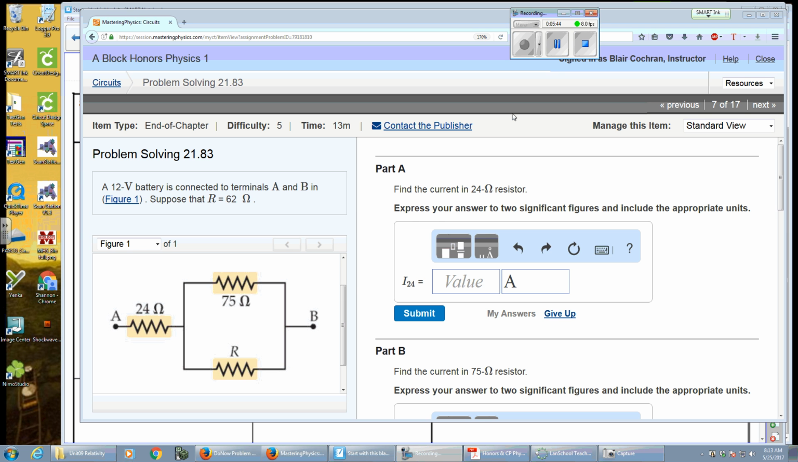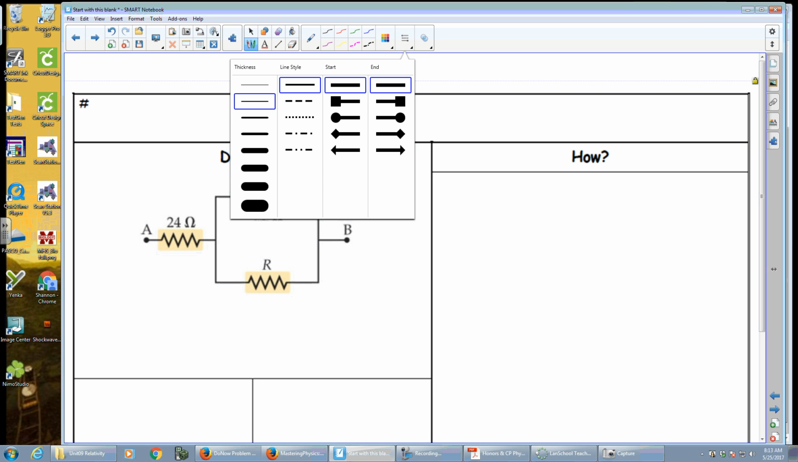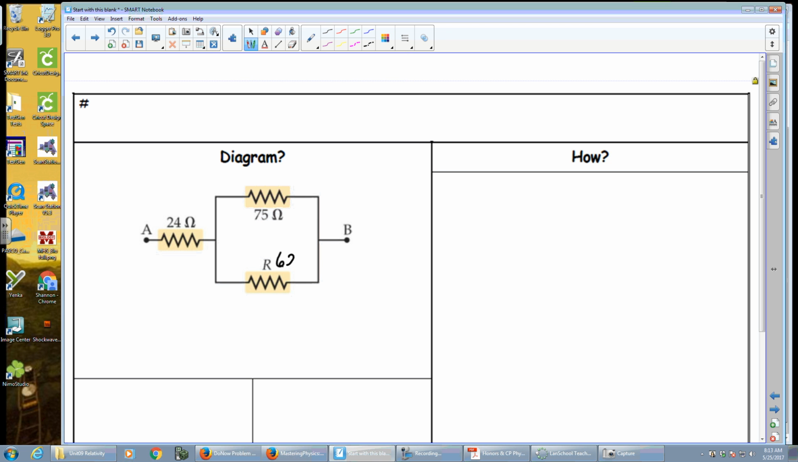So on to number 7, where we have, I don't know, well, circuit with 3 resistors. We're told a 12-volt battery is connected across the terminals, and then R is 62. So this is 62 ohms, and I've got a battery connected like this. All right, so there's my, and this is 12 volts.